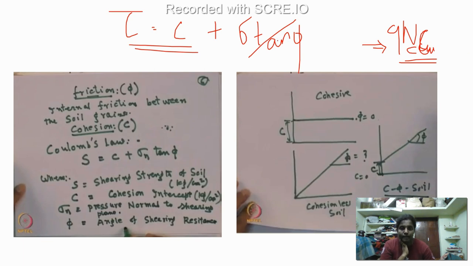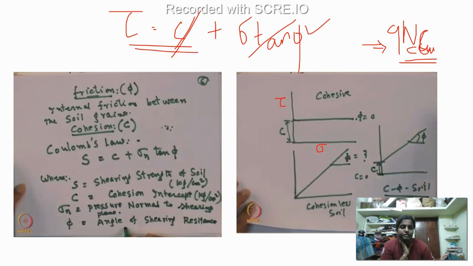When you have a pure sandy soil, this term will be 0, so you'll have only this term: tau is equal to sigma tan phi. That is when you have a pure cohesionless soil. If you see, this graph is between sigma and tau, where this is your sigma and this is your tau.